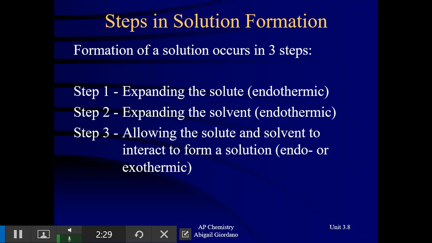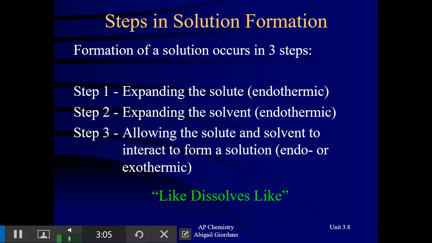The third part, which is really the most important step, is how the solute and solvent interact with one another. In some solutions, the solute and solvent are going to have very strong forces of attraction between them, and that would be a solute that very readily dissolves in that solvent. Sometimes the attraction is very, very weak, and that's usually a situation where there isn't going to be solution formation.